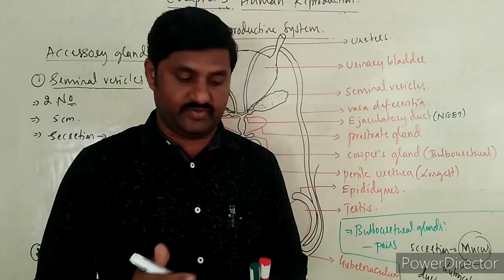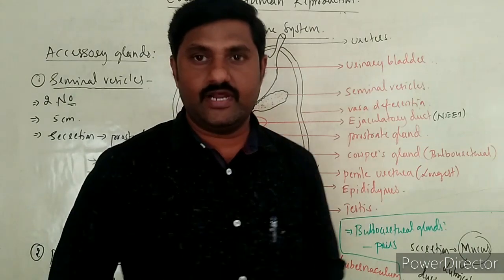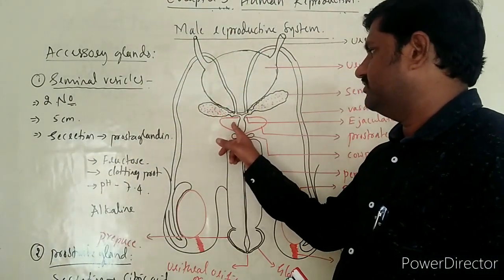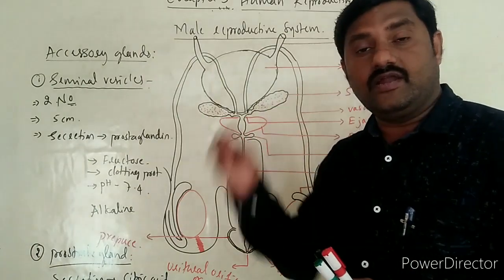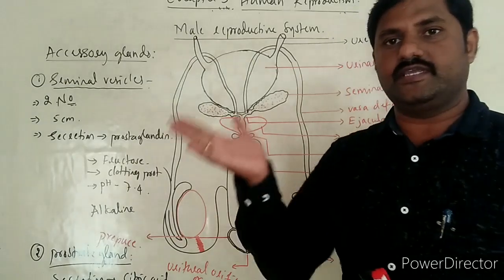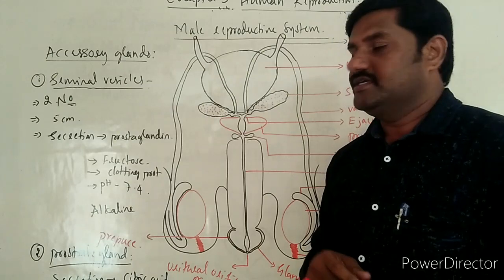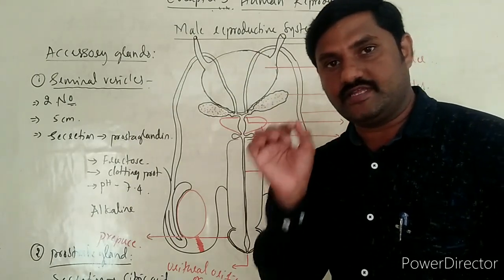So this is also one more important point we noted regarding the accessory glands. There are three accessory glands that we come across: one is the seminal vesicle, the second is the prostate gland, and the third is the bulbourethral gland. And along with this, there are two sphincters that we come across, one internal sphincter and another external sphincter. Those sphincters are seen usually in the urethra.